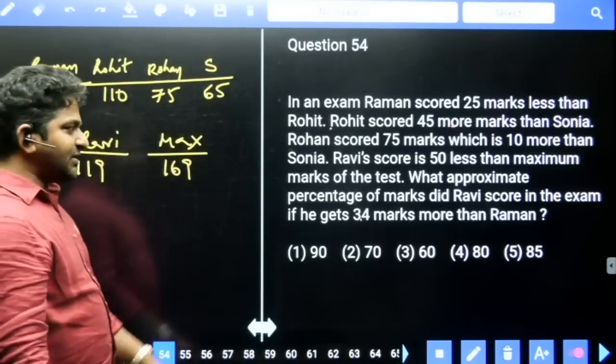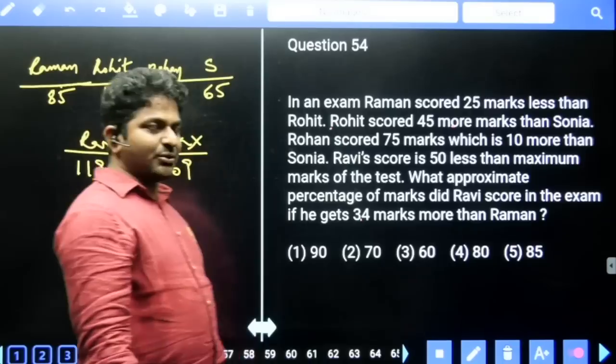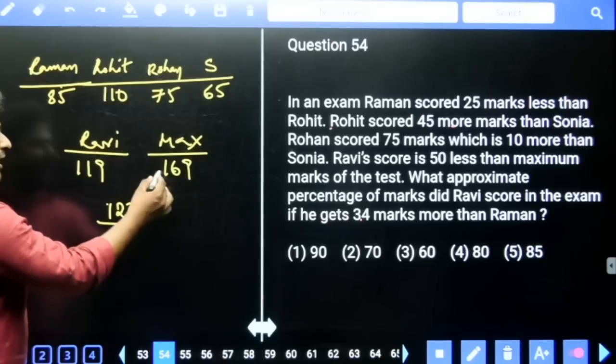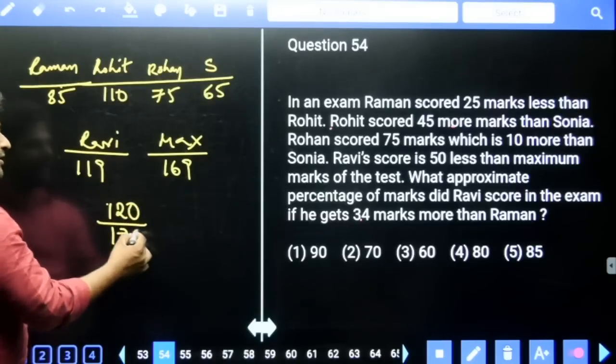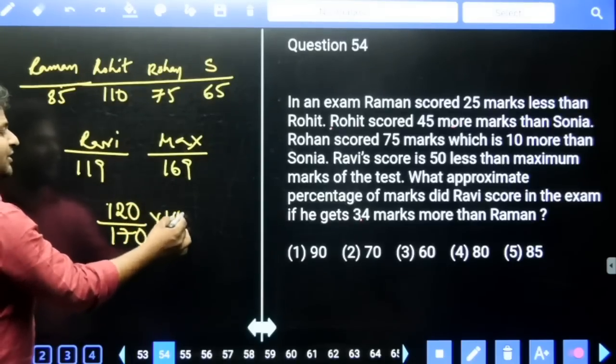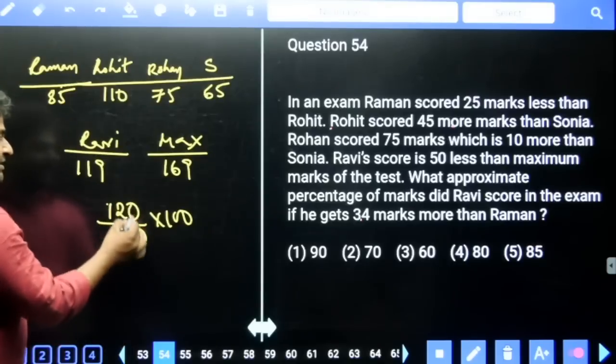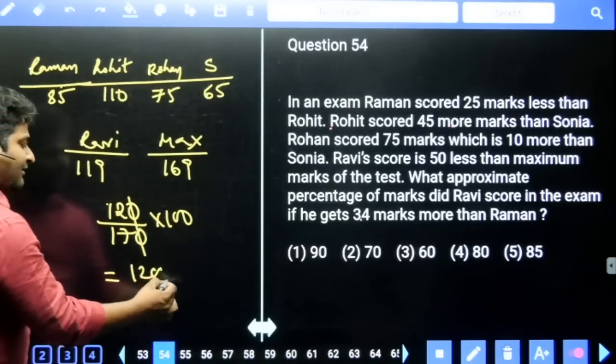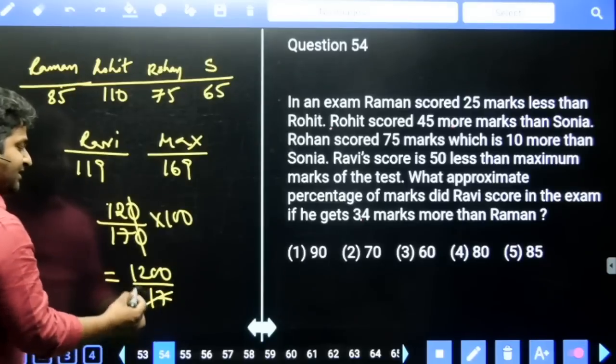Now your question is, what approximate percentage did Ravi score? Ravi scored 119. Approximately you can treat it as 120. Out of 169, approximately you can treat it as 170. Percentage is times 100. The zeros get cancelled. 1200 by 17, not 7. 1200 divided by 17.